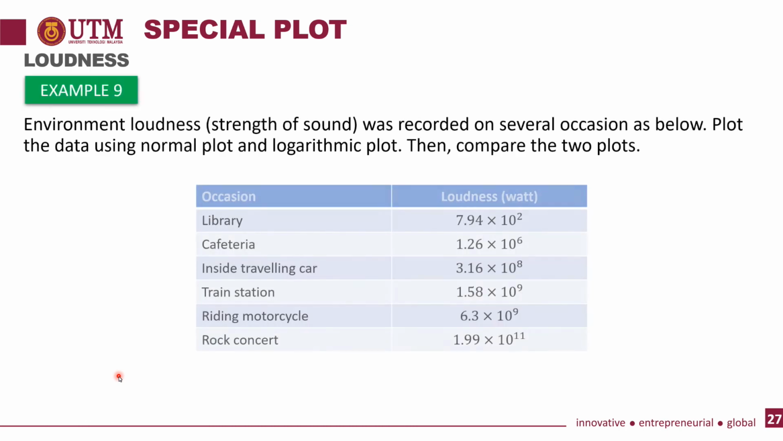Let's take a look at example number 9. Environment loudness, the strength of sound, was recorded on several occasions as below. Plot the data using a normal plot and a logarithmic plot and then compare the two plots. You can see here that the loudness value is really high. For example, 3.16 times 10 to the power of 8. This number is very large.